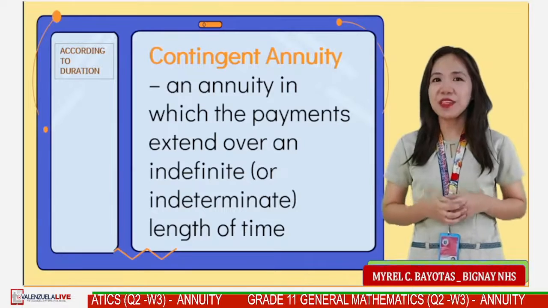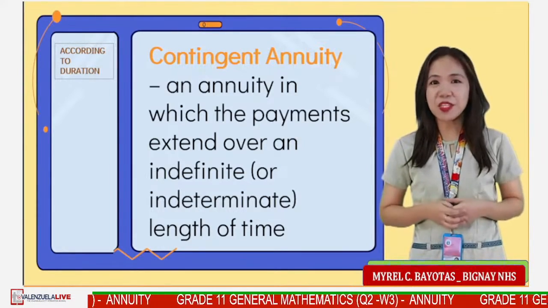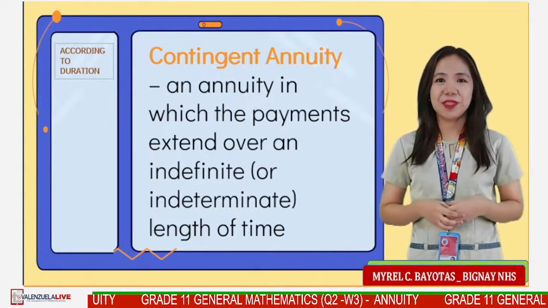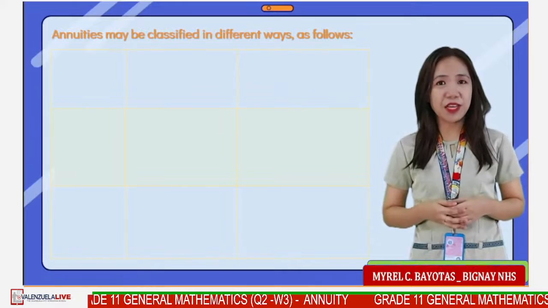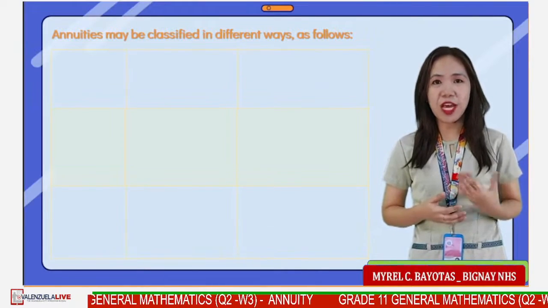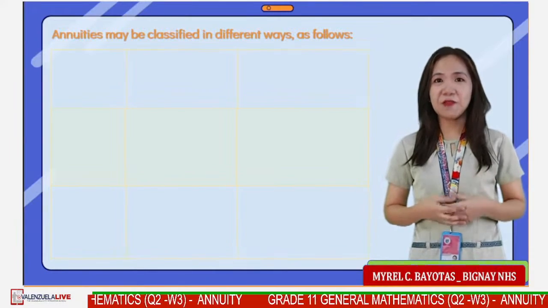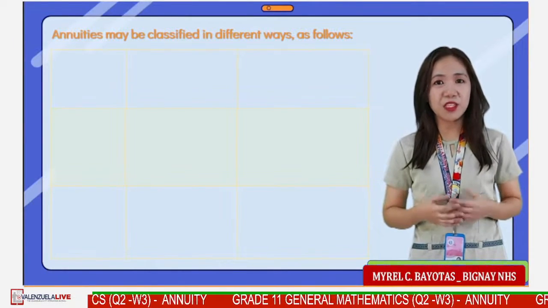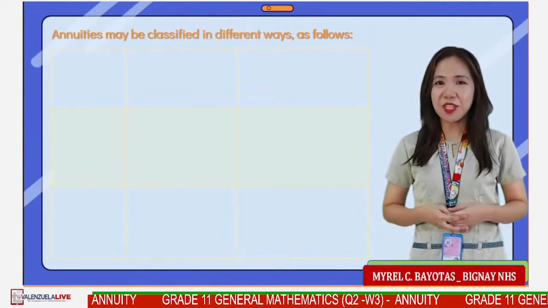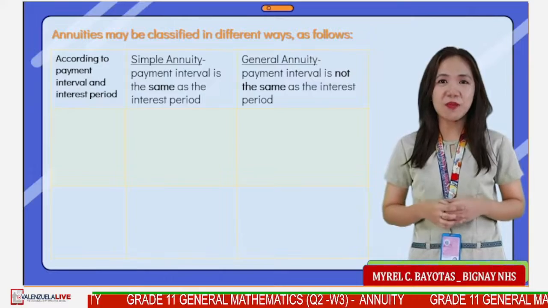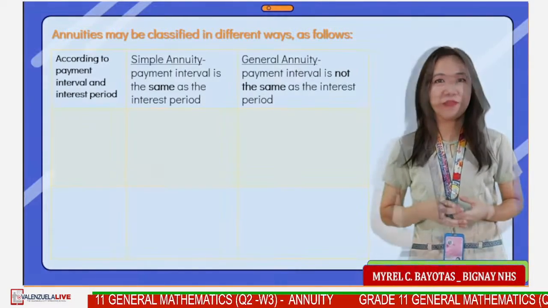Alright, before we dig in deeper in this topic, let's recall. How are annuities categorized again? Correct! Annuities are classified according to payment interval and interest period, according to time of payment, and according to duration. Can you differentiate between simple annuity and general annuity? Good job! In simple annuity, payment interval is the same as the interest period, while in general annuity, it's not.